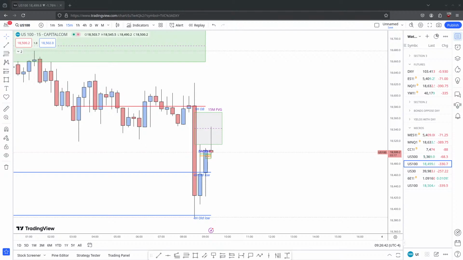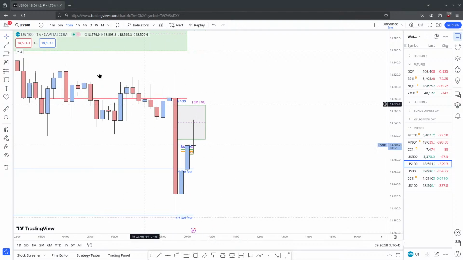Same thing on the US 30. We actually traded back into that 1 hour fair value gap, and it looks like we're rejecting that. On dollar index, we are still tanking, now lower here.